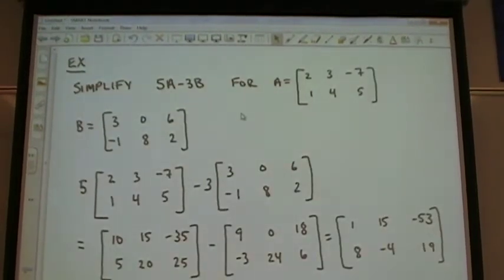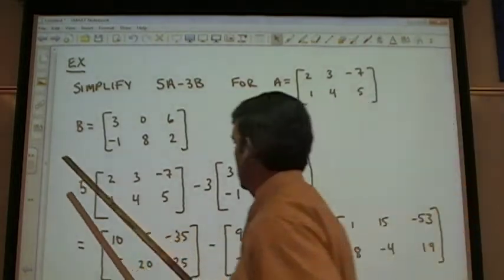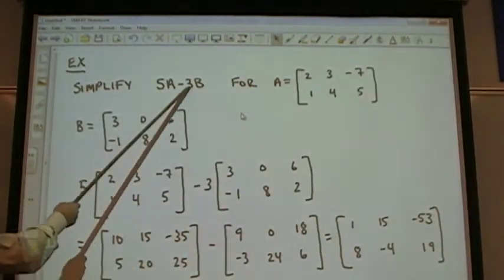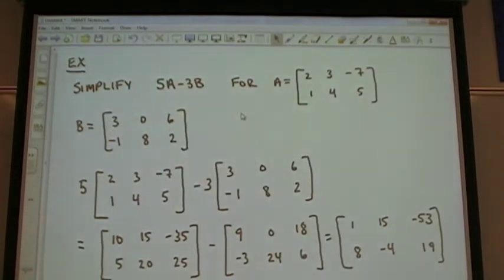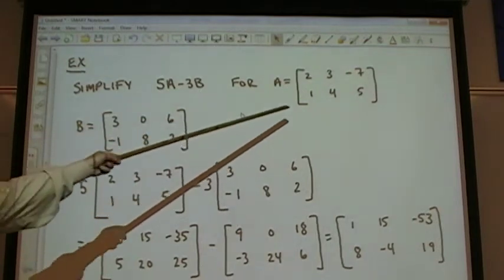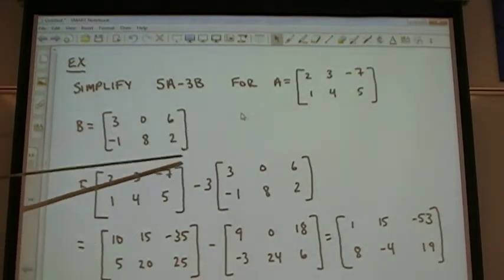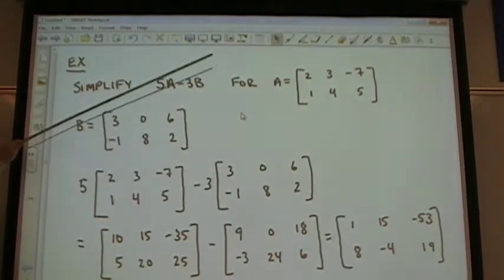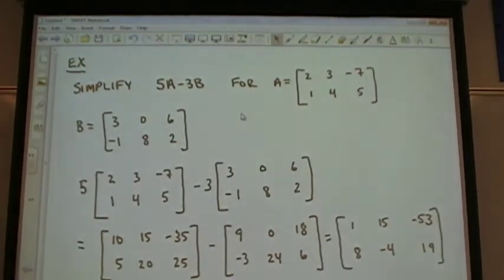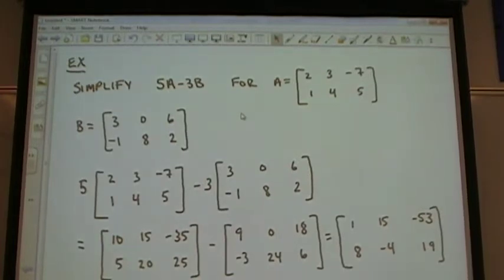Simplify the expression. I give you all of this information. Simplify 5A minus 3B. Capital A and capital B are representing matrices. They tell you what matrix A is, and they tell you what matrix B is. So all of this information above here is given to you. So basically, we are just understanding what a scalar is.